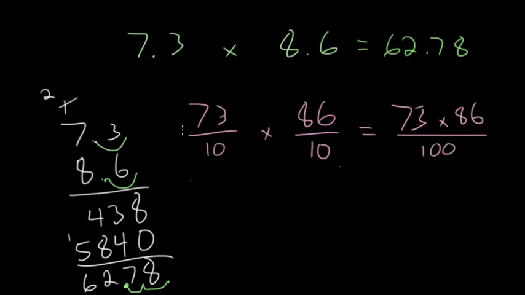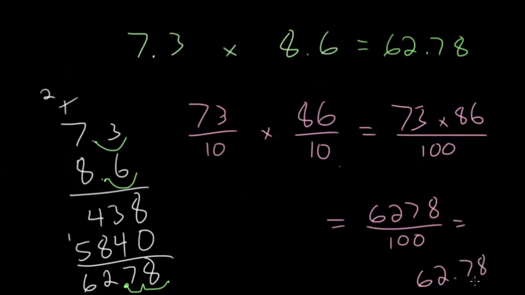But notice that's exactly what we did here. We multiplied, ignoring the decimals, 73 times 86. We get this 6,278. And at the end, we divide by 100 because there's 2 decimal places. And this division by 100 takes that into account. Dividing by 100 just moves the decimal twice. So you still get this 62.78. It's just a different way of thinking about it.